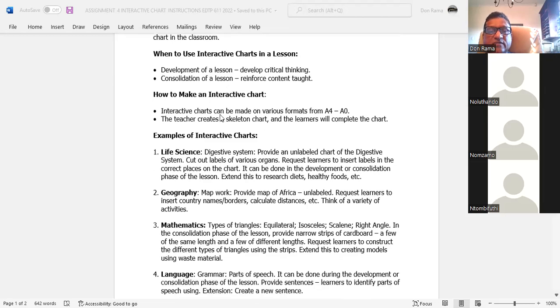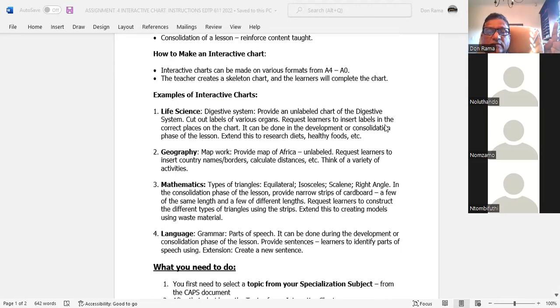How to make an interactive chart? Interactive charts can be made on various formats. That means from an A4 size, that is the normal paper, right up to A0 size, which is a very large piece of paper, right? So the teacher creates a skeleton chart, and the learners will complete the chart, or even the teacher can complete the chart in the development phase. You can do that. Examples of an interactive chart: life science, the digestive system. I've shown you the digestive system.